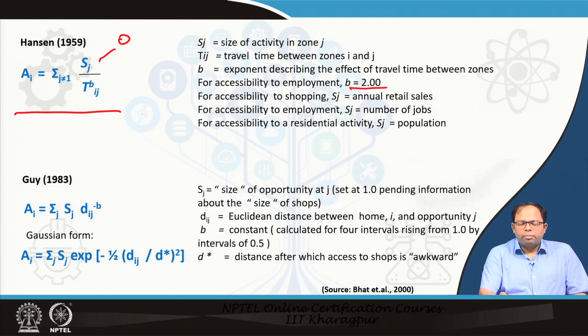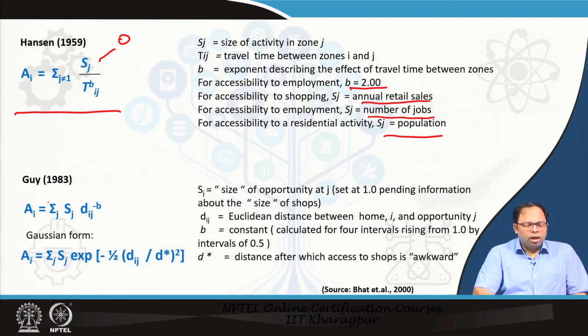For accessibility to shopping, Sj becomes annual retail sales. For accessibility to employment, Sj becomes number of jobs, and for accessibility to residential activity, Sj becomes population. So, depending on the context or what we are trying to determine accessibility for, we will use this form of equation for different purposes. So, this is the basic form of the gravity model, how it started. We have opportunity divided by the total travel time. We have discussed this at the beginning, and then this form was gradually modified over time.